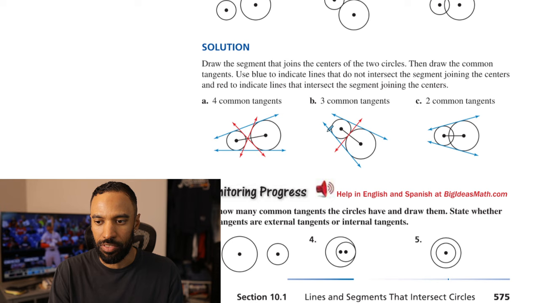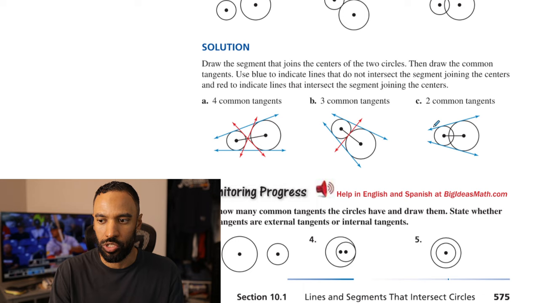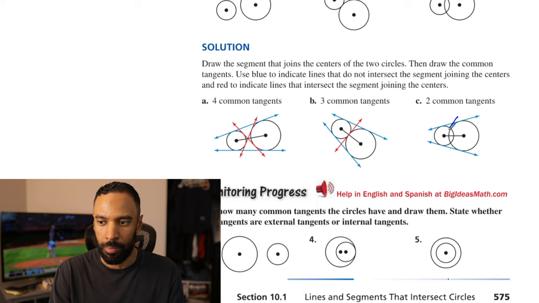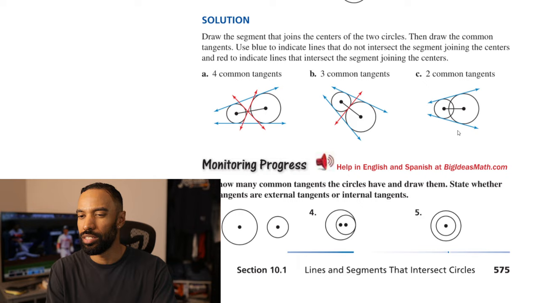And then you have these blue ones, these external tangents. Whereas this one, you have two common tangents right here, but they're just external ones. You can't draw internal ones within because if I touch just one of them on the inside, it doesn't touch the other one on the inside. It touches it secantly. I don't know what the word is. Okay.